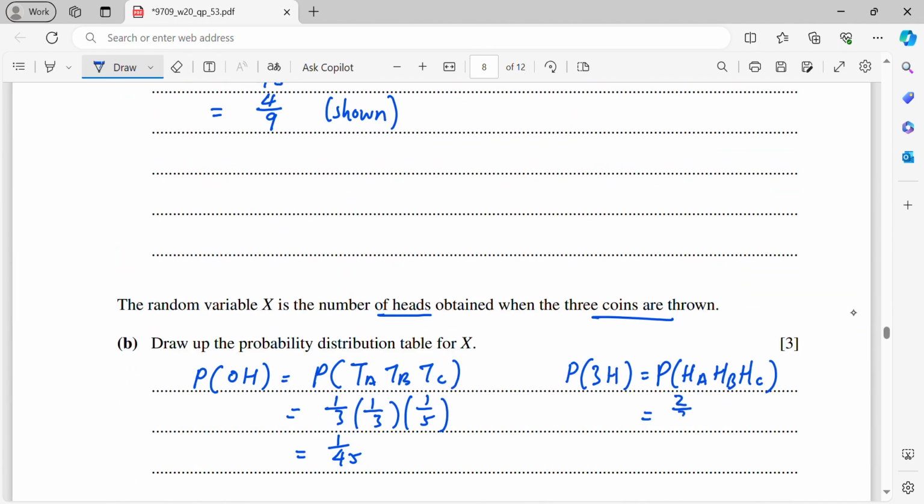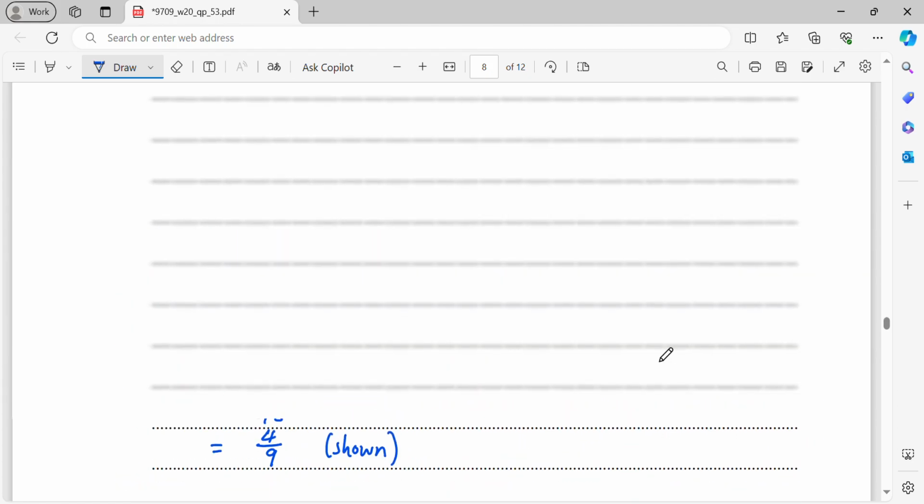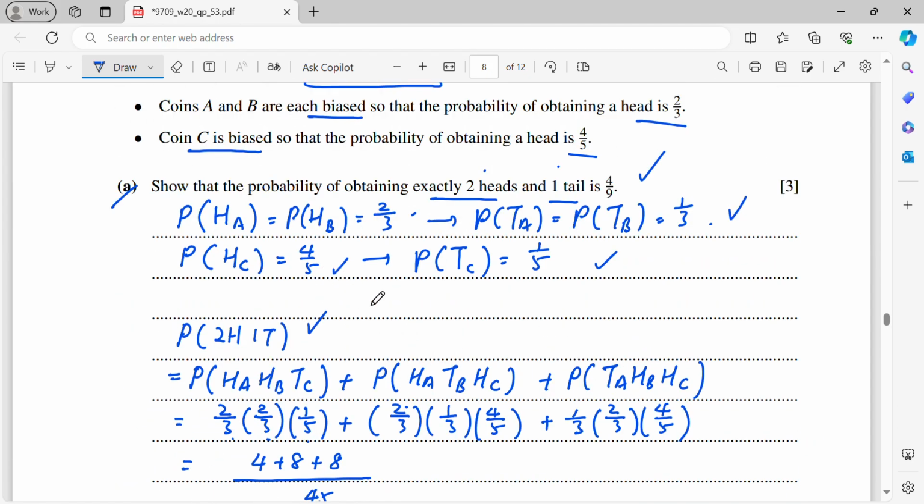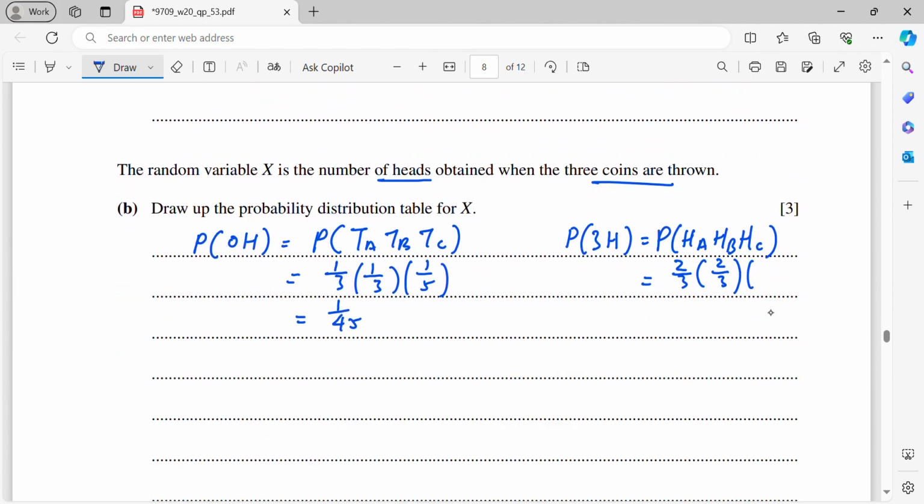So 2 over 3 times 2 over 3 times HC will be different. That is 4 over 5. So you multiply by 4 over 5. This is going to be 16 over 45.